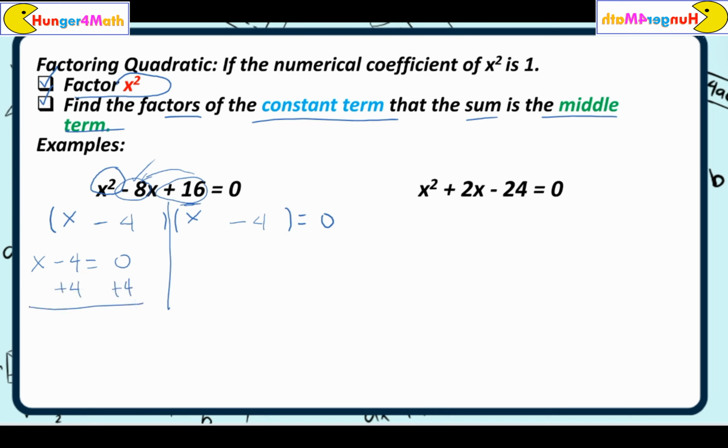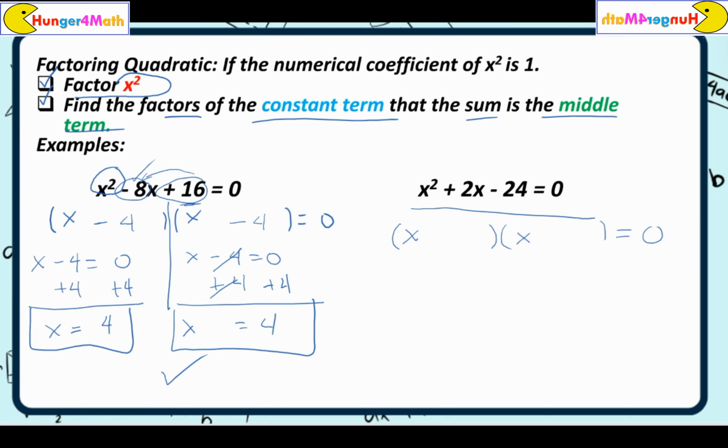On the second side, we have x squared plus 2x minus 24. So let's factor x squared by writing 2 parentheses, and then let's equate it to 0. So factor of x squared is x and x. Then factors of negative 24 that the sum is positive 2. So that will be 6 and 4.